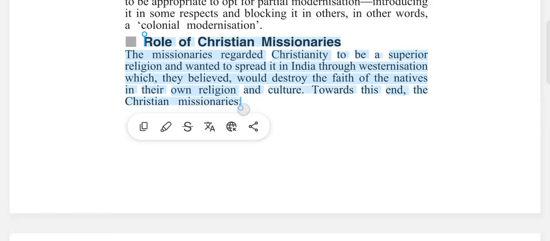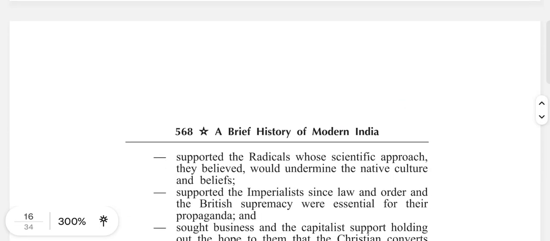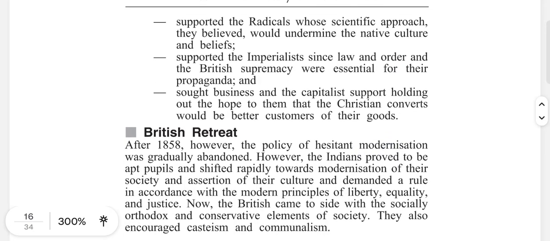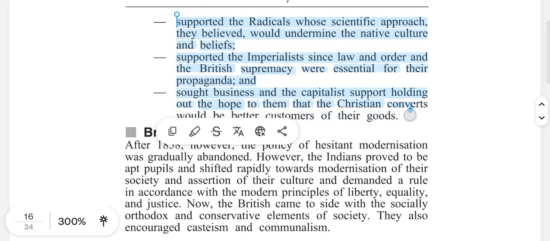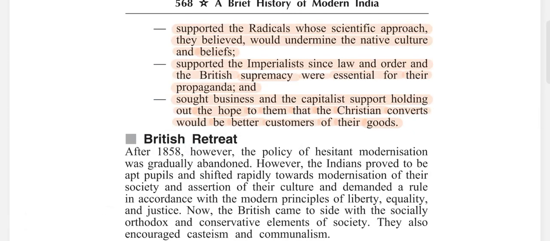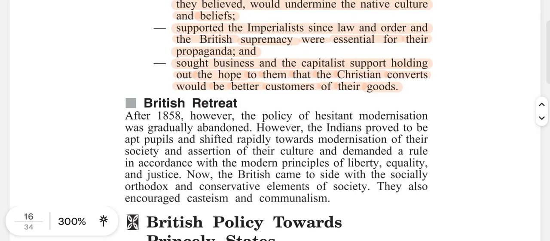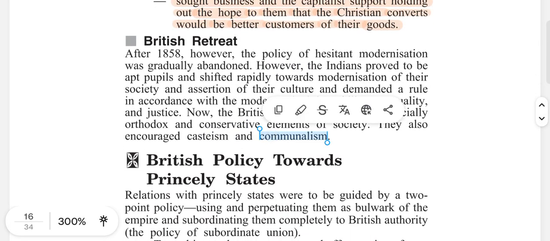Role of Christian missionaries. The missionaries regarded Christianity to be a superior religion and wanted to spread it in India through westernization, which, they believed, would destroy the faith of the natives in their own religion and culture. Towards this end, the Christian missionaries supported the radicals, whose scientific approach, they believed, would undermine native beliefs; supported the imperialists, since law and order and British supremacy were essential for their propaganda; and sought business and capitalist support, holding out the hope to them that the Christian converts would be better customers of their goods.